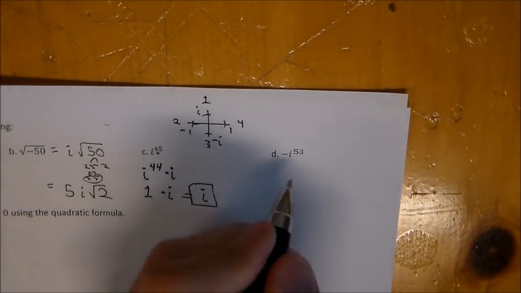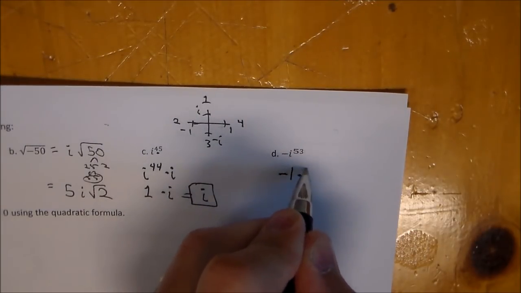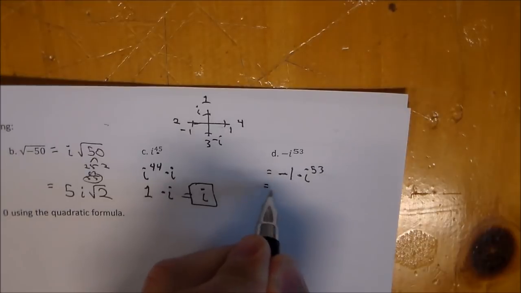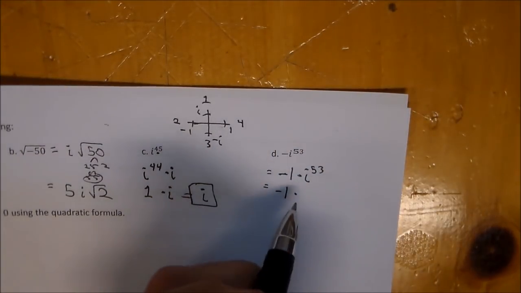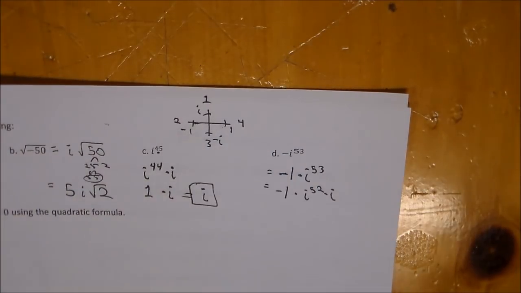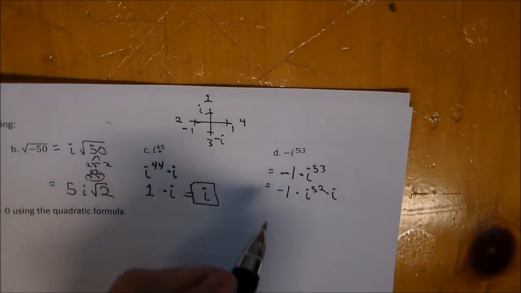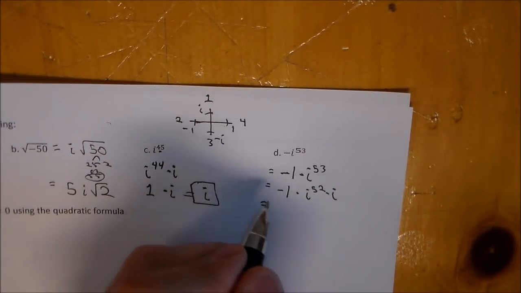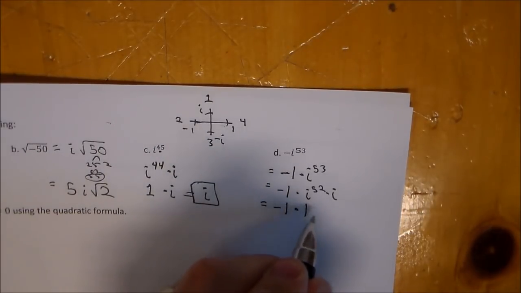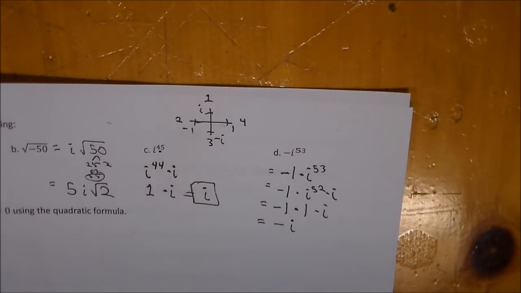For i to the 53rd, now we're going to have that negative there, so let's think of this. That negative is negative 1 times i to the 53rd. i to the 53rd is i to the 52nd times i to the 1st. And I picked 52nd because 52 is divisible by 4. You could always just divide the number by 4 and then figure out what's left if you're not sure about the multiples. But since i to the 52nd is a multiple of 4, that just becomes 1. And then you got i, so we put this all together, we get negative i as our answer.